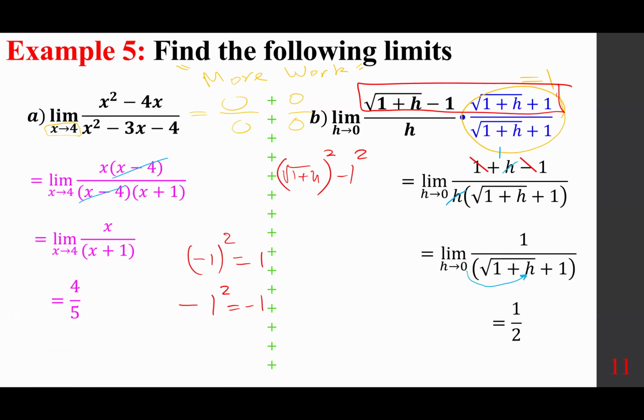And before we move on, I really can't emphasize this enough. When you are working on a case like this, first you plug in. If it works, so be it. If not, then you move on with your techniques. Okay, in this case, it's the conjugate. But if it works out, so be it.